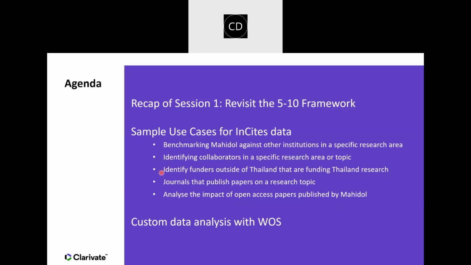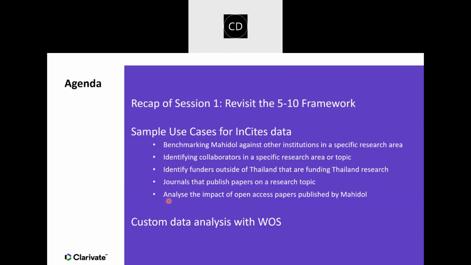We will also go into things like funding. Within Thailand itself, you have funders, but you can also explore funders outside of Thailand. By using InCites data, you can have a glimpse to see which other funders outside of Thailand are providing grants or funding to Thai researchers. And we will also look at journals that publish in a particular research topic, because I understand that many researchers always have the question of where should I publish my manuscript. Then we finally look at the open access papers.